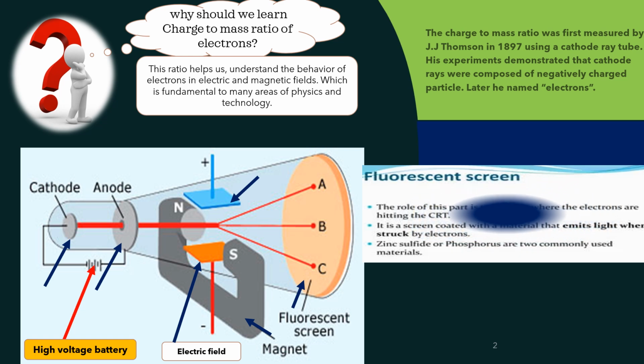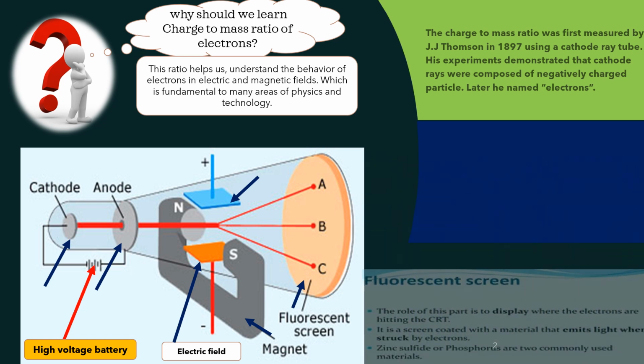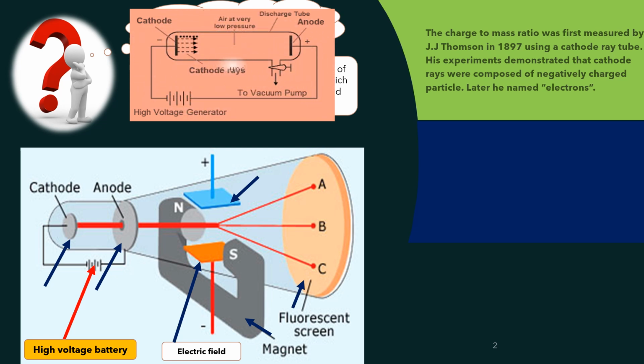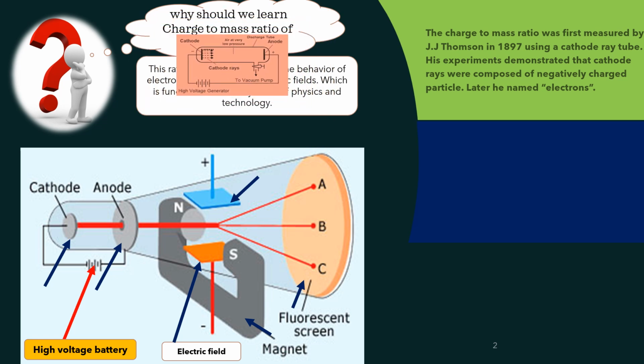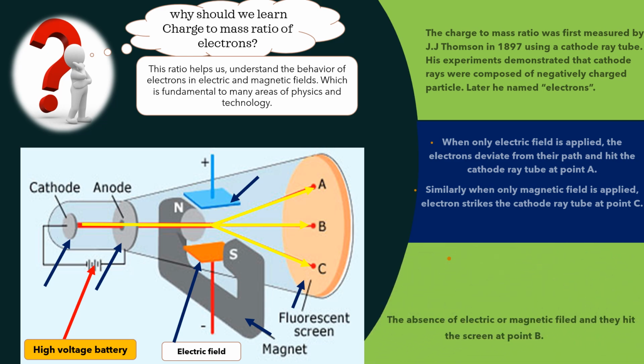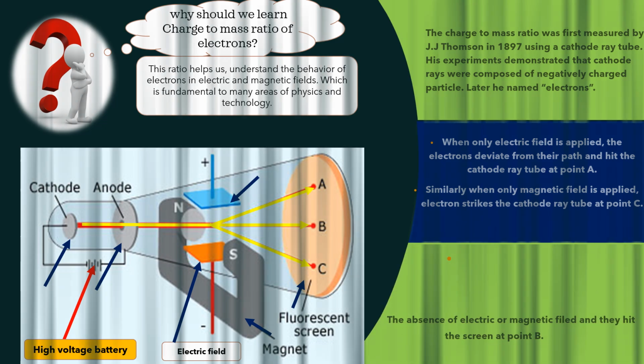Now let's discuss the experiment. In previous experiments, scientists did not use the electric and magnetic fields. In this experiment, when he applied only an electric field, the particles deviated from their path and hit the cathode ray tube at point A. Similarly, when he applied only a magnetic field, the particles struck the cathode ray tube at point C. So, in the absence of electric and magnetic fields, they hit the screen at point B. So, this is the experiment.